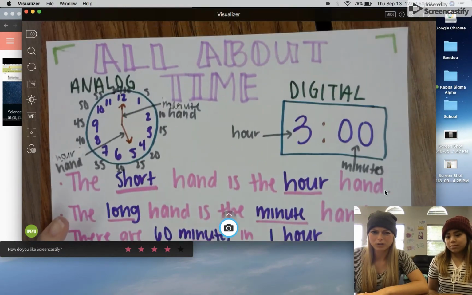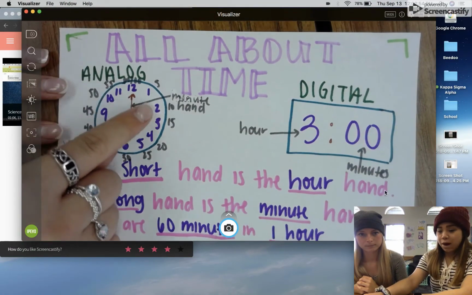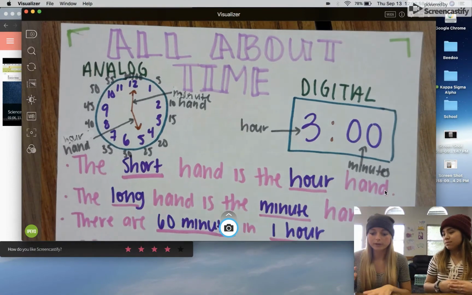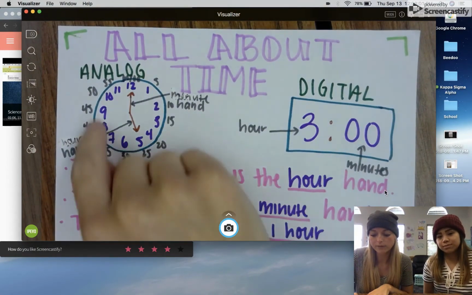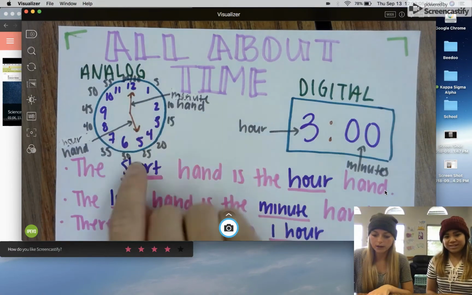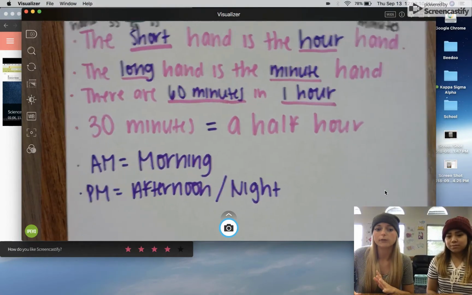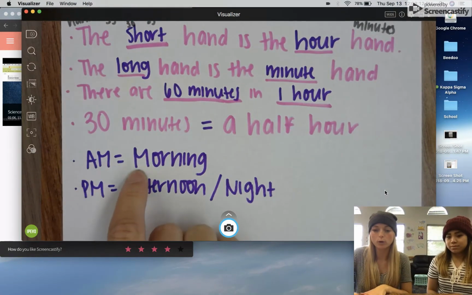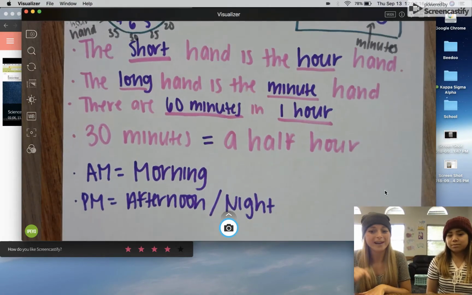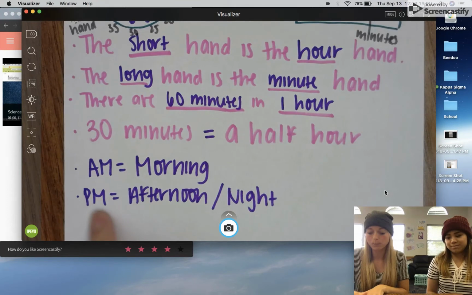Miss Graham, can you show me what a half hour is? So if the minute hand was at a half an hour, it would be right here on the 6. So remember, students, if you are counting by fives, 60, what is half of 60? 30. And 30 is at the 6. Also, if we're talking about AM, so morning, so when the sun's up, is AM. So right now, it's not AM, it's PM, which is afternoon or night.